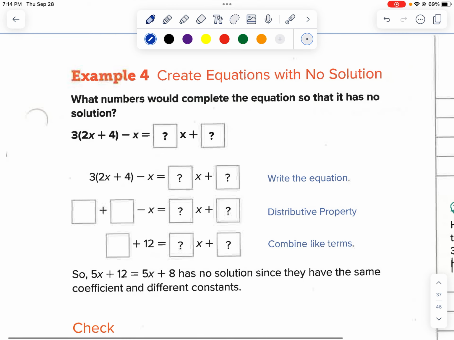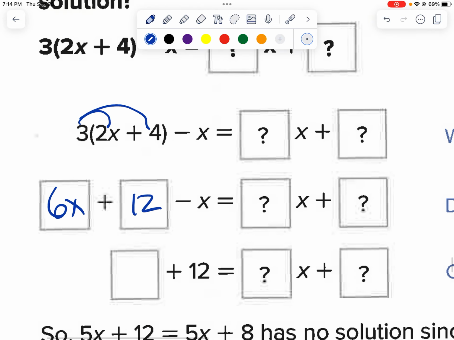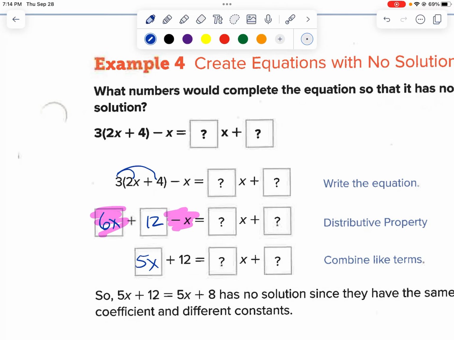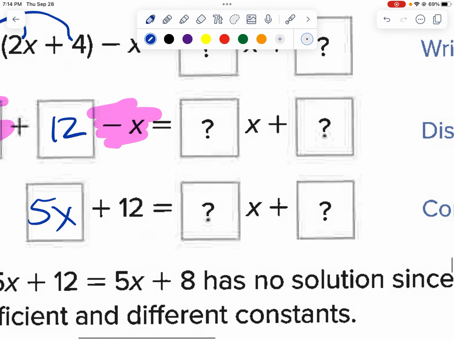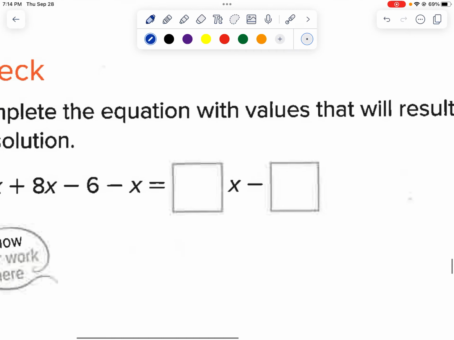Okay, now no solution. Again, I have to multiply through. 6x plus 12. Then I need to combine like terms. So this is a like term with this. So I need to combine those and get 5x. Now, in order for it to be no solution, the coefficients are the same, but this right here has to be different. So any number other than 12. This is not going to be 12. So let's do it down here.